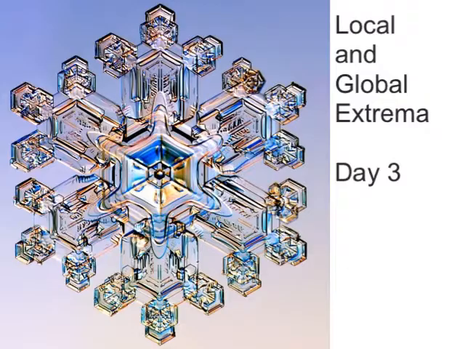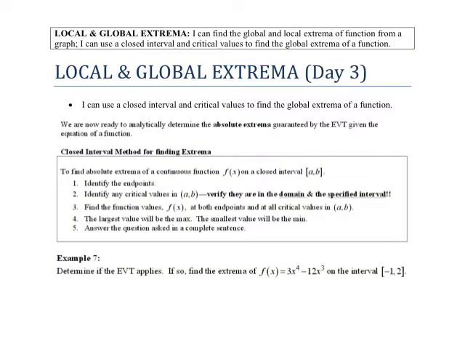Okay, let's do this. In the last video we learned about the extreme value theorem, which said that if a function is continuous on a closed interval, then an absolute maximum and an absolute minimum exist. However, we didn't explore how to find them, and that's what we're going to do today.